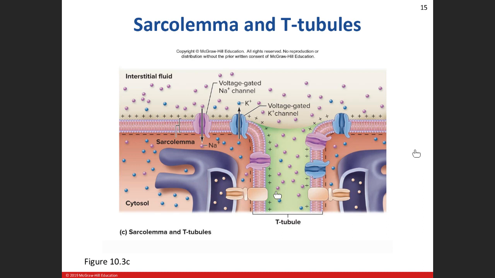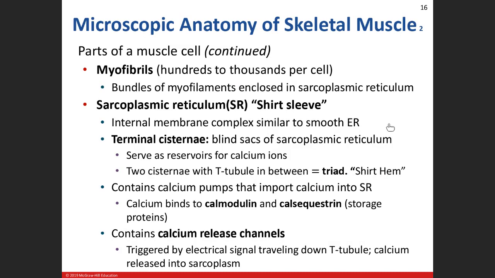But when we get down here into the T-tubule, we're going to see these voltage-sensitive calcium channels. More on that. But it's these voltage-sensitive calcium channels that are going to release calcium that's being stored in these purple tube structures that we saw on the previous slide, the terminal cisternae. We want to get calcium out of this purple tube structure and into the sarcoplasm. That's our goal, because that's where our contractile filaments are, the contractile proteins.